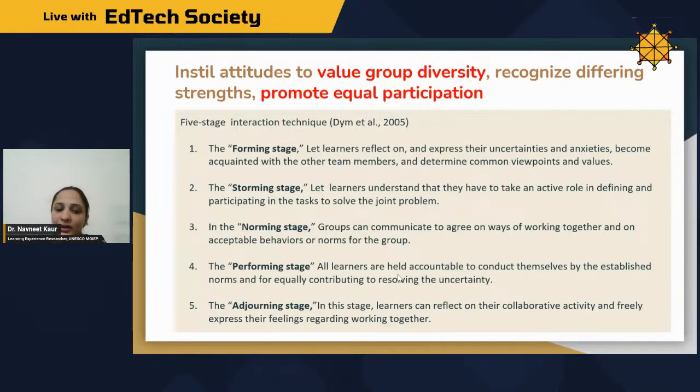And then it's the adjourning stage. Once learners have completed the task, they can reflect on their collaborative activity and express their feelings regarding working together.